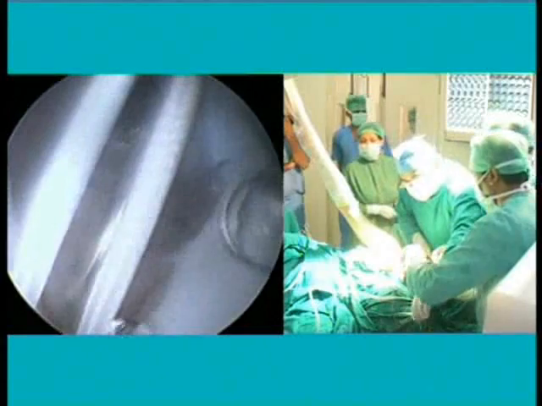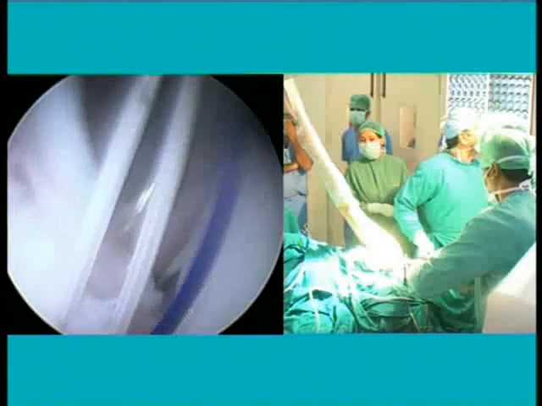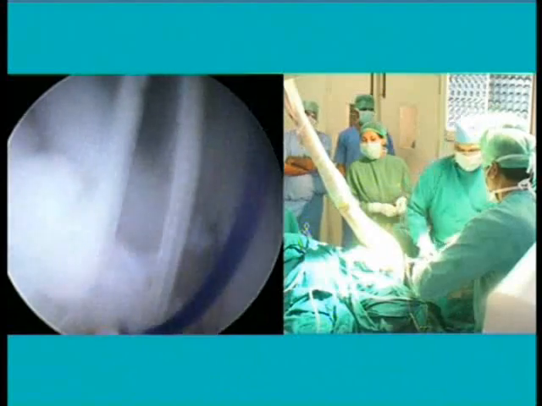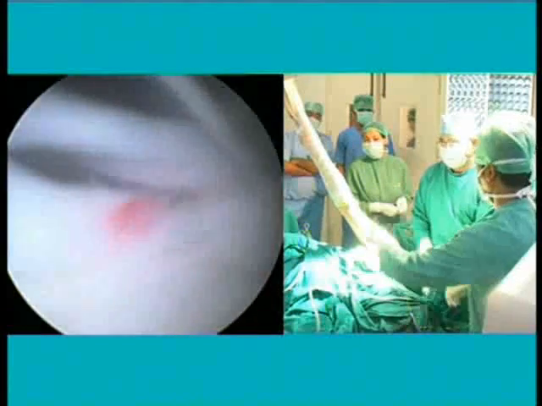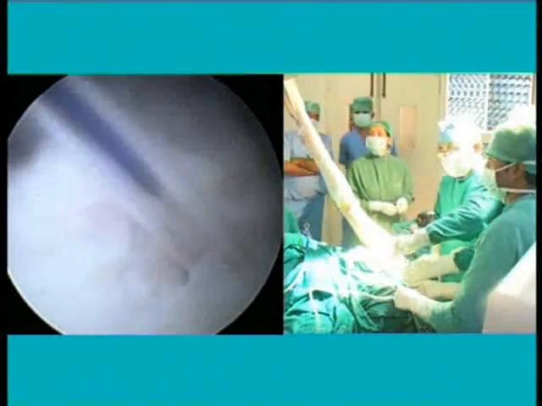So in a chronic case, along with this, we will have to reconstruct the ligament by shifting the coracoacromial ligament to the clavicle. This is how the wire is being passed.